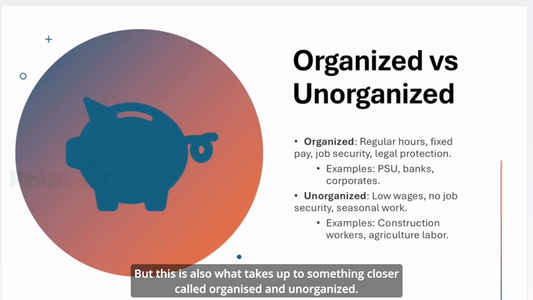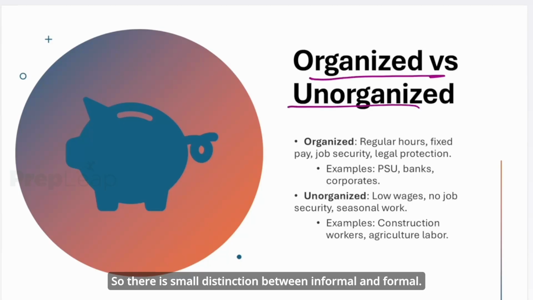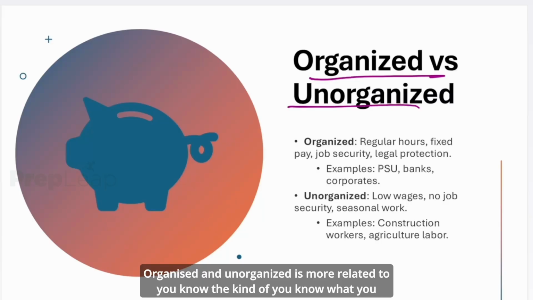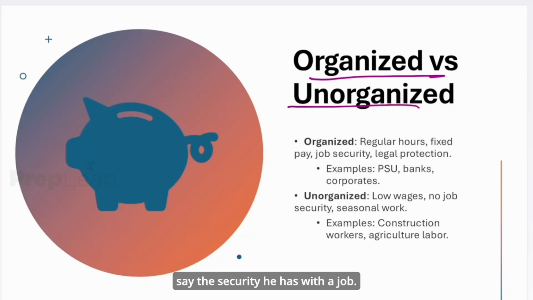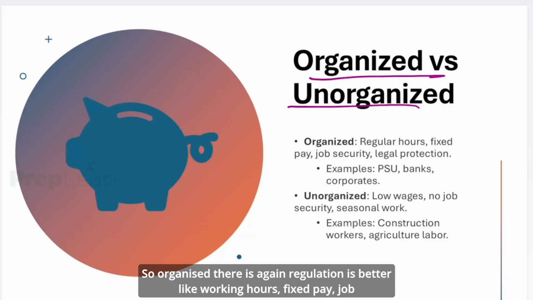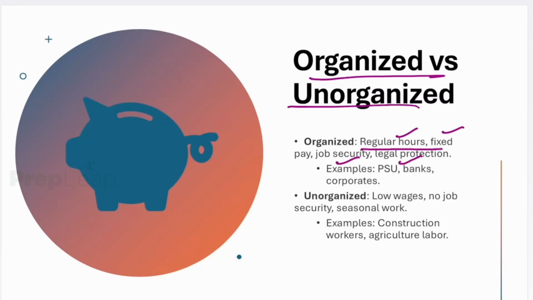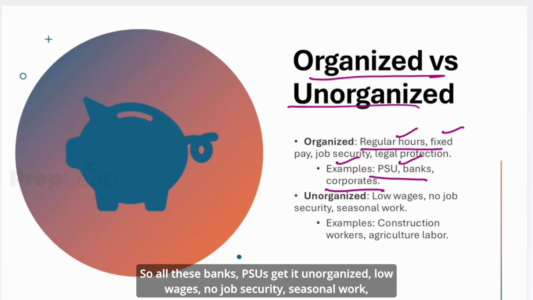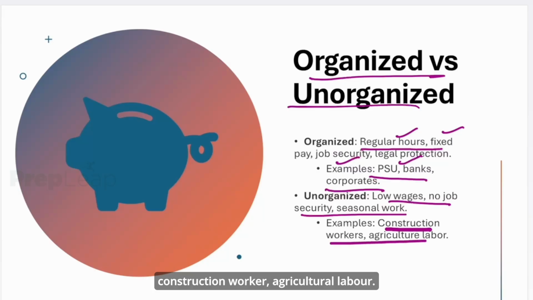And this also takes us to something closer called organized and unorganized. So there's a small distinction between informal and formal. It is more related to law application. Organized and unorganized is more related to the security one has with a job. In organized, regulation is better: working hours, fixed pay, job security, legal protection. All these banks and PSUs get it. Unorganized means low wages, no job security, seasonal work, such as construction workers and agriculture labor.